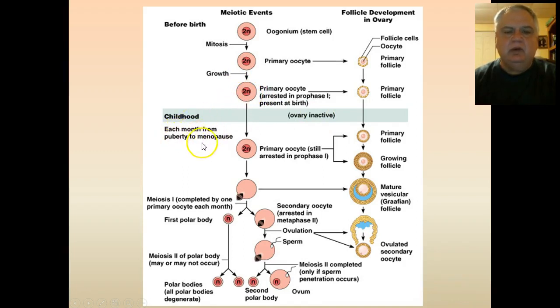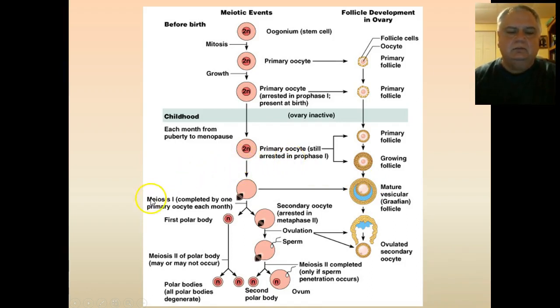Each month from puberty to menopause, now, what we're going to see is that primary oocyte still arrested in prophase 1 inside the follicle, but now the follicles will be stimulated to begin maturing until we reach a mature Graafian or vesicular follicle that still contains the primary oocyte.